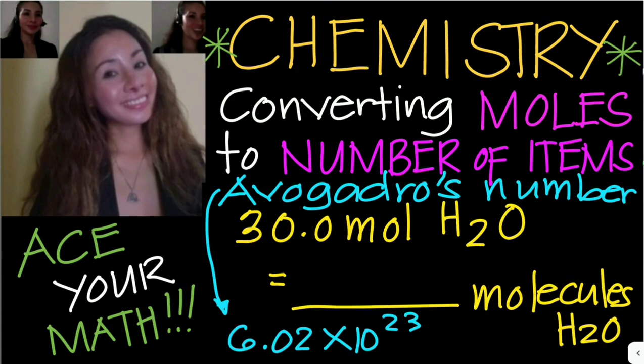In this video, you will learn how to convert moles to number of items. So what is number of items? When we say items, it could be number of atoms, number of molecules, or ions. So let's try solving some sample problems here.